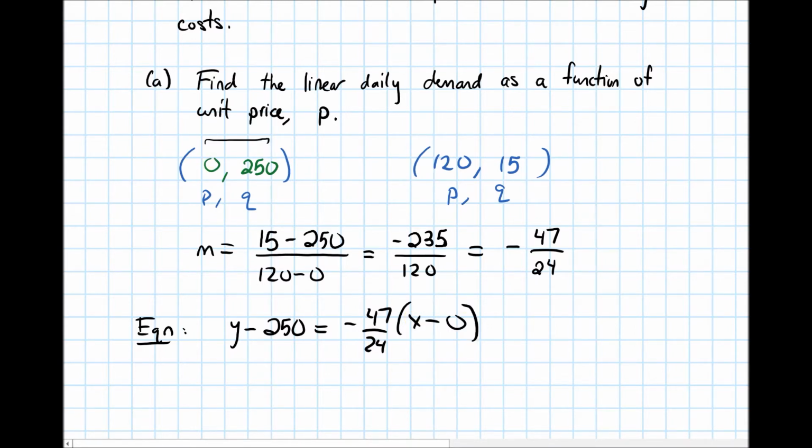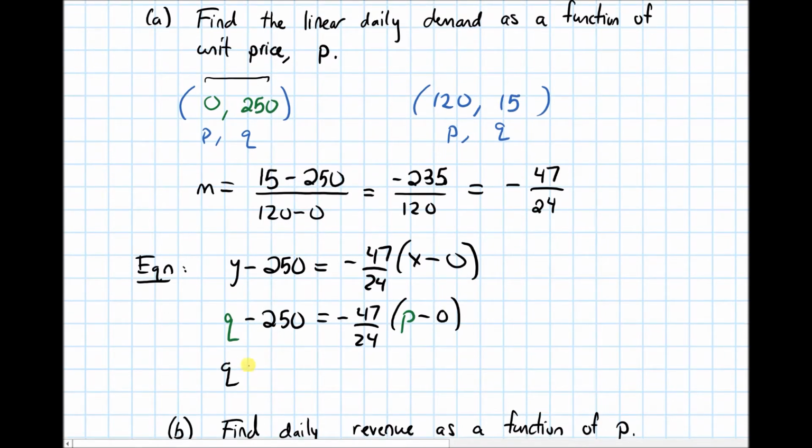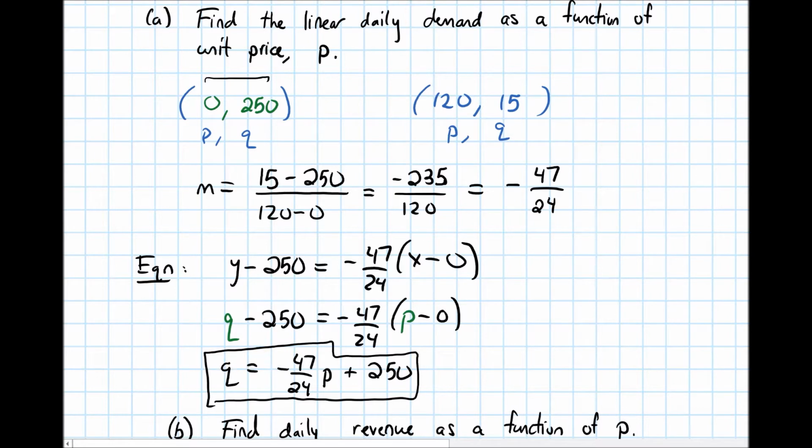But remember, our variables aren't y and x here. The y is q, and x is p. So we actually have q minus 250 equals negative 47 over 24 times p minus 0. And now if we isolate for q, we get that q equals negative 47 over 24 p, and if I add the 250, we get plus 250. And that is demand as a function of price. We've isolated demand, q, and written it in terms of p. So that means we've done it as a function of price.